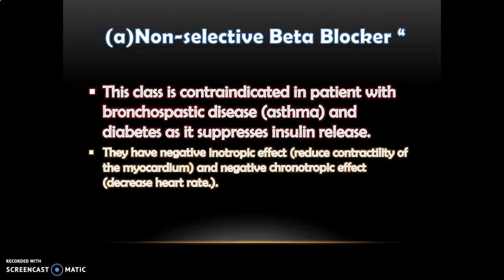Now, the first class of the beta blockers is the non-selective beta blockers. This class is contraindicated in patients with bronchospastic diseases, that is asthma, and in diabetes, as it suppresses insulin release. They have a negative inotropic effect, that is reduces the contractility of the myocardium, and a negative chronotropic effect, that is it decreases heart rate.